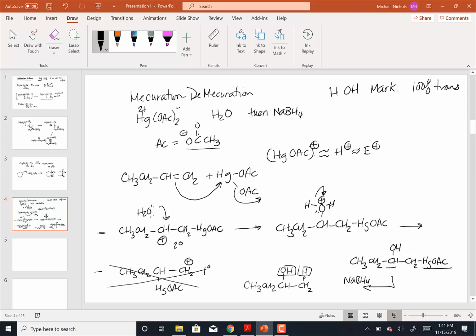Everybody with me? Okay. Except there's a problem. Well, that was going to be my next question. So if the mechanism happened the way that I wrote here, what would you expect the stereochemistry of the hydrogen and the OH group to be?